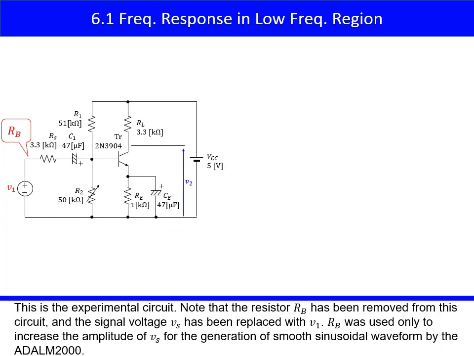This is the experimental circuit. Note that the resistor RB has been removed from this circuit, and the signal voltage Vs has been replaced with V1. RB was used only to increase the amplitude of Vs, for the generation of smooth sinusoidal waveform by the ADALM2000.